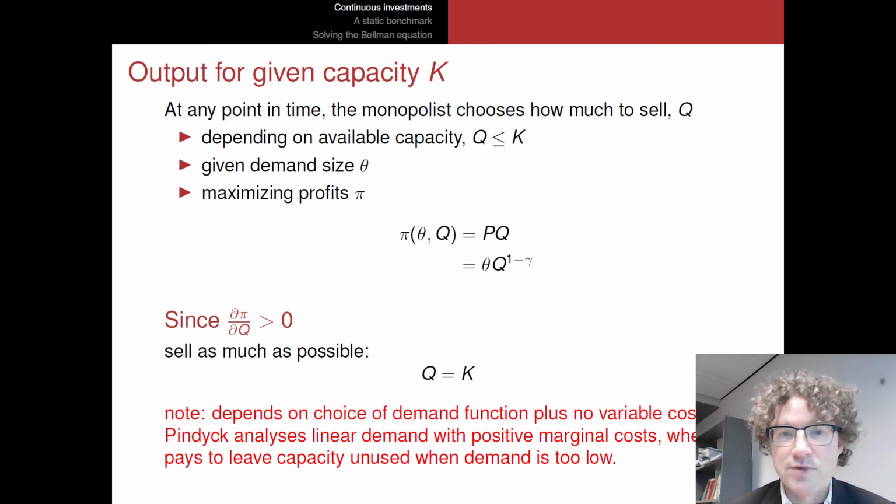So this theta is moving up and down, but today I observe theta to be some level, demand size to be some level. How am I going to choose my Q, my quantity? Well, I want to choose my Q so as to maximize this profit. So what are my profits?